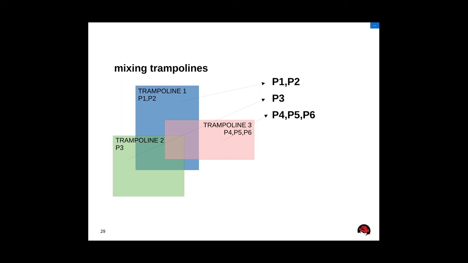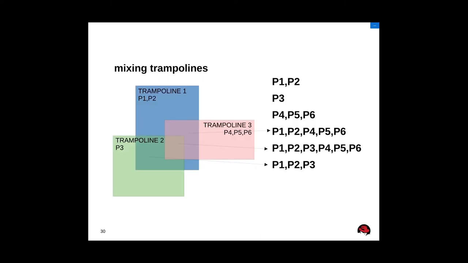And if those trampolines wouldn't intersect, you would have just three different trampolines calling the attached programs, and everything would be okay. However, they intersect, and we need to create a new trampoline for each of those intersections, because each of those intersections needs to call different programs. So this is another complexity that hopefully will be solved in the next post.